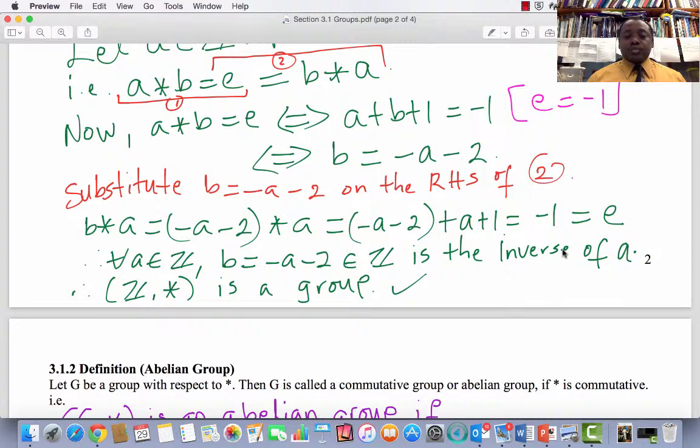Conditions 1, 2, 3, and 4 hold. Therefore, we can conclude that the set of integers under the binary operation star defined above is a group. So that is how we verify that a given set G is a group under a given binary operation star.